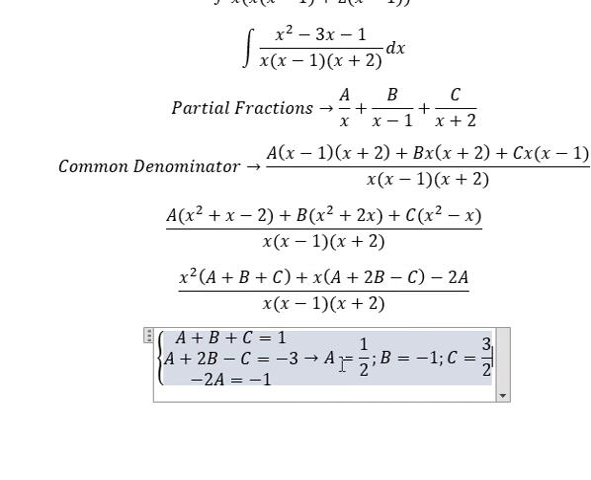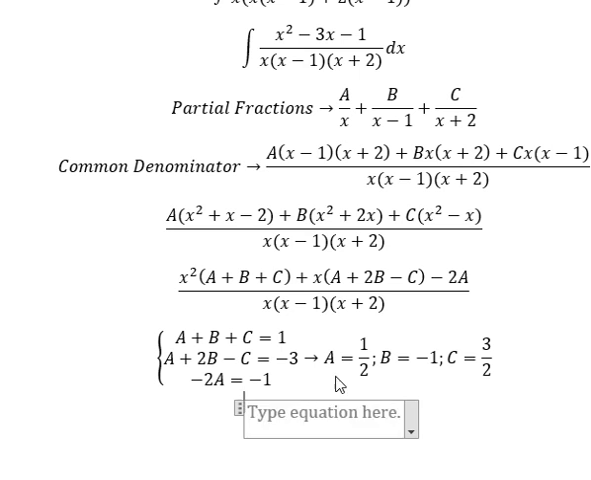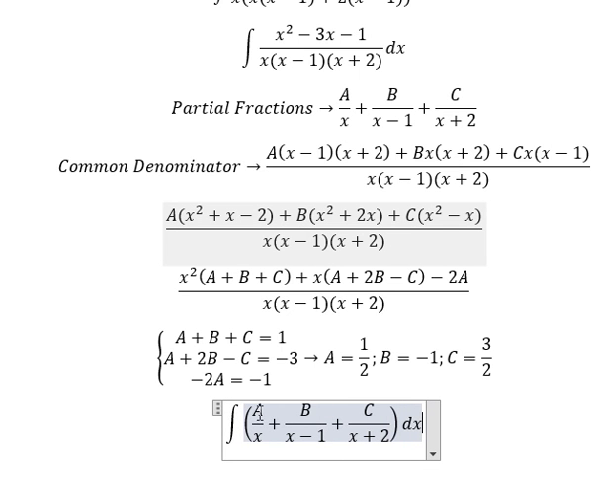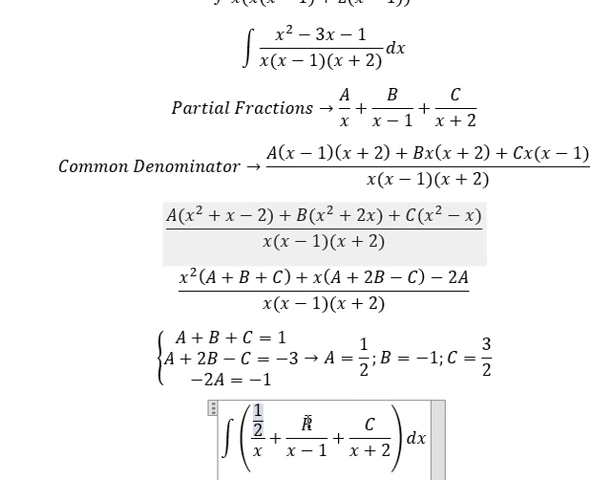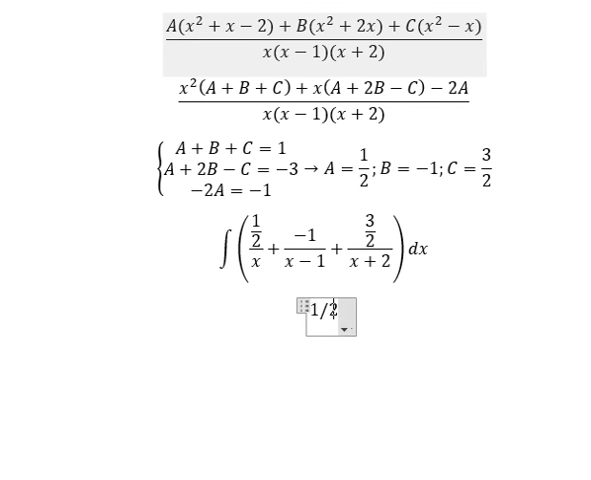And now we put the values of a, b, c in here. So a equals 1 over 2, b equals negative 1, c equals 3 over 2. And now we have the final answer. The integration of this one, you get 1 over 2 ln of the absolute value of s. Similar for the next one.